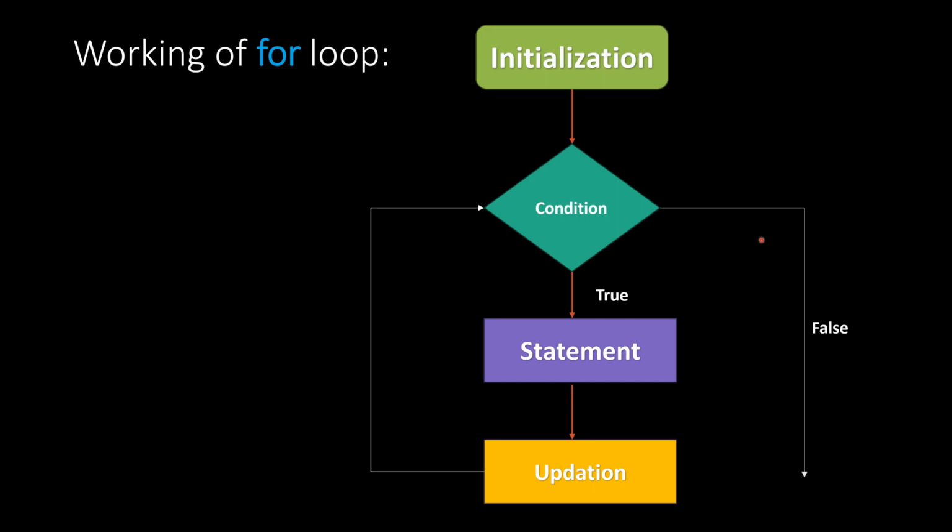So in the third step, after executing our statement, we proceed to the updation step, and here we update our loop variables. And after updating our loop variables, we again move to our condition and check. If it is true now, then we again move and execute our statement which is present in the loop body.